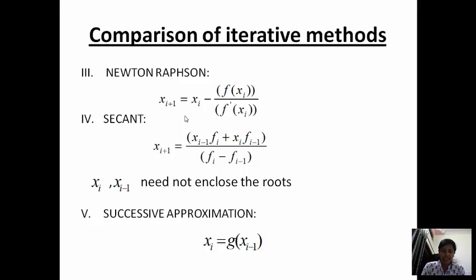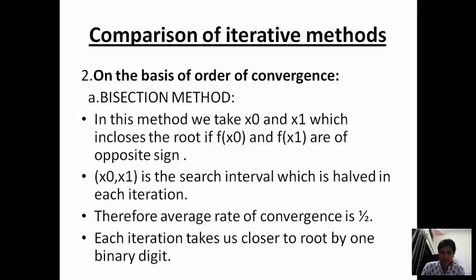Then in secant method we are having x of i plus 1 is equal to (x of i minus 1 into fi plus xi into f of i minus 1) upon (fi minus f of i minus 1). Here we can also see f as y coordinate and x as x coordinates. In successive approximation method we are having xi is equals to g of x of i minus 1.